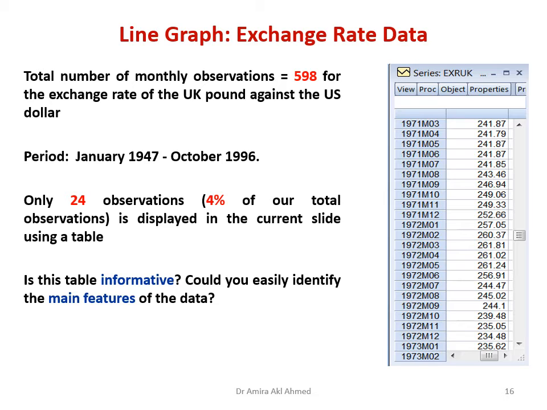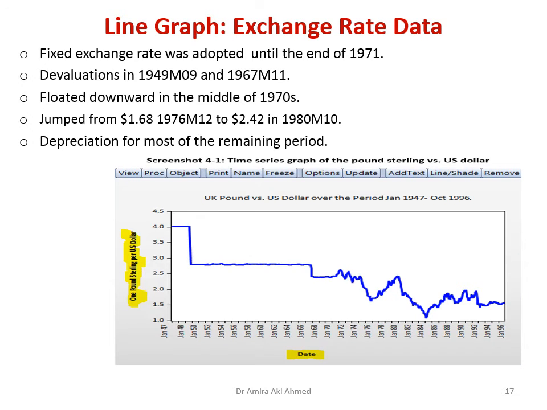For these reasons, graphs are employed when dealing with large datasets to enable us to summarize the main features of the data. These monthly observations of the aforementioned exchange rate are displayed in screenshot 4.1. Note that the horizontal axis measures time, whereas the vertical axis represents the values of the sterling pound versus the US dollar.